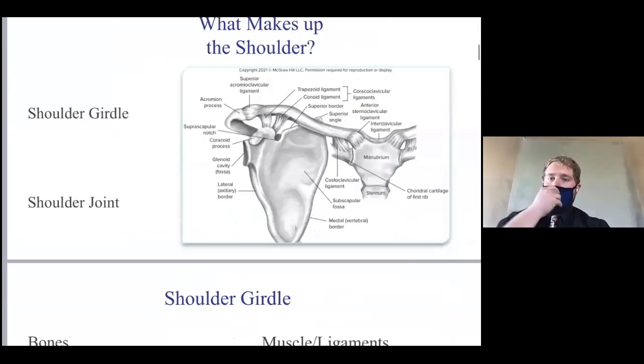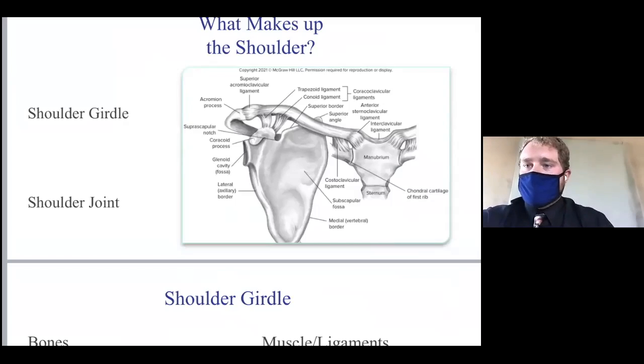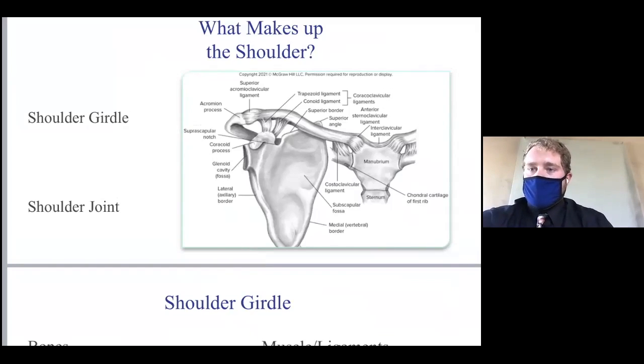What is it made up of? The shoulder is made up of the shoulder girdle and the shoulder joint. There are also multiple other little joints within this also. And this shows a picture of the girdle, and the joint is right on the far left. It's called the glenohumeral joint.